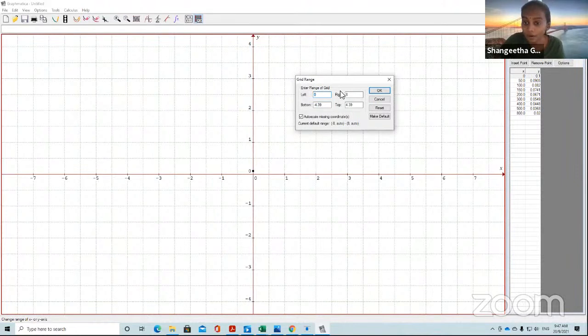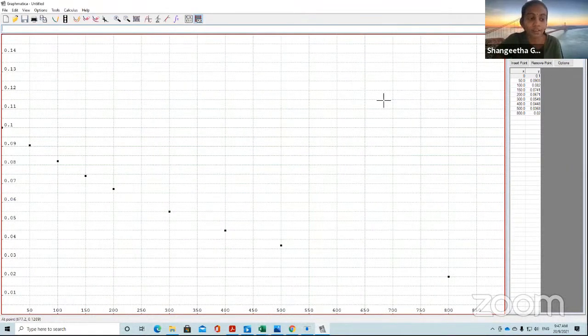Your left can be small, 0. Your right, because it ends at 800, so you can put 900. Now, top to bottom, your bottom can be 0. And the top, because it is 0.1, you can perhaps put 0.1, 1.2 or 1.5 or something. But don't worry about it because you can always adjust.